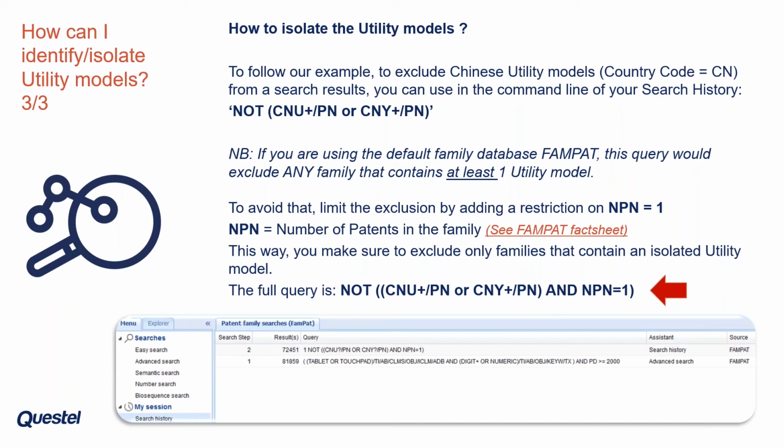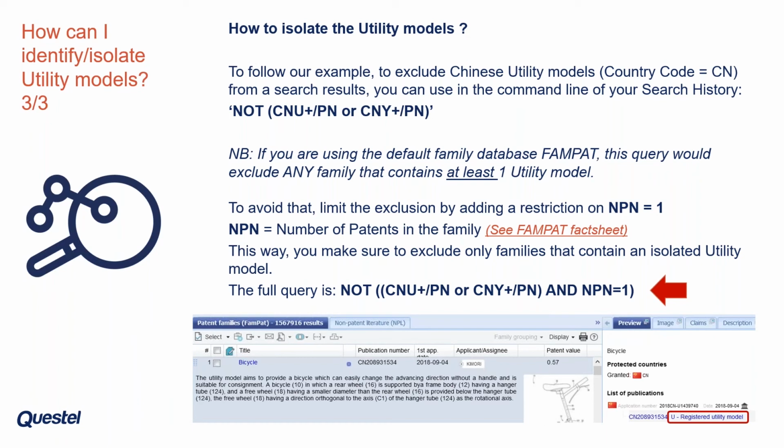Maybe it's worth adding that if you're searching inside FullPath, which is the jurisdiction database, it won't be necessary to add this restriction on NPN. The same logic may be applied for any country. Therefore, first check the relevant kind codes and search or exclude the specific utility models. Our software also reminds of the application status, as can be seen on the Preview tab. Here we can see Registered Utility Model.